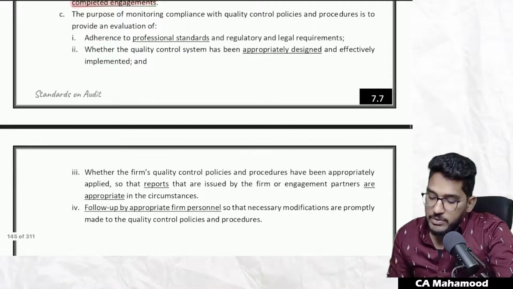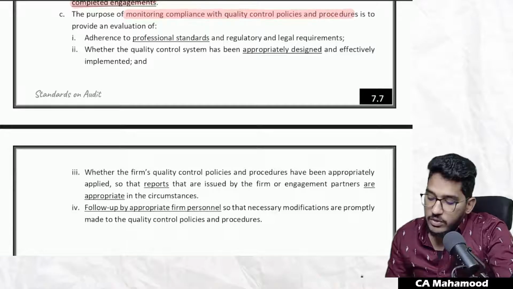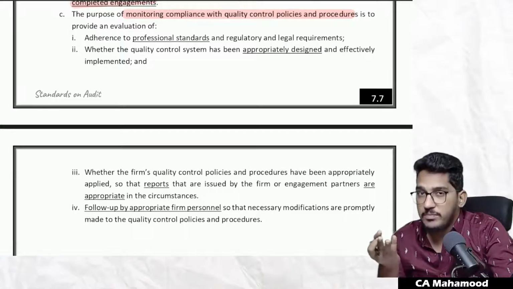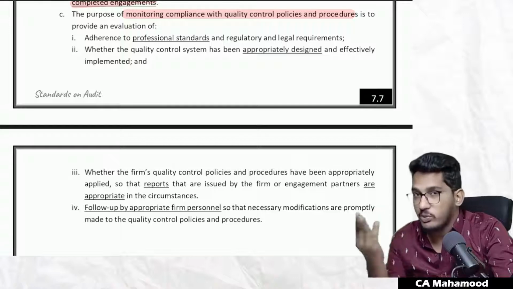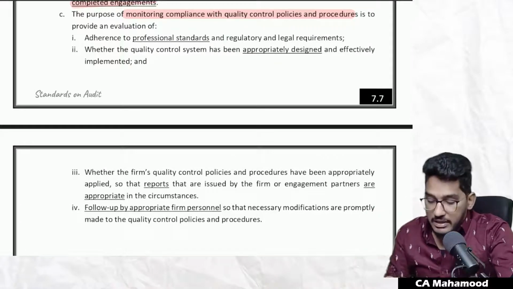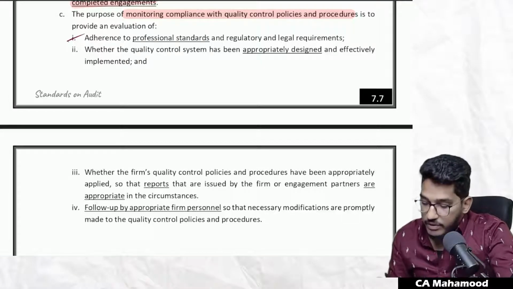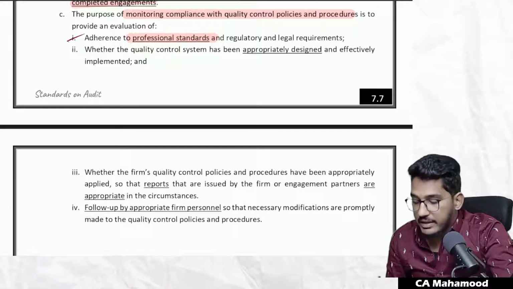Next one. The purpose of monitoring compliance with the quality control policies and procedures is to provide evaluation of, sir, why do we need to monitor? Why can't we just implement and ignore? Why do we have to monitor also? So the purpose of monitoring, what are they? Number one, adherence to professional standards and regulatory and legal requirements.